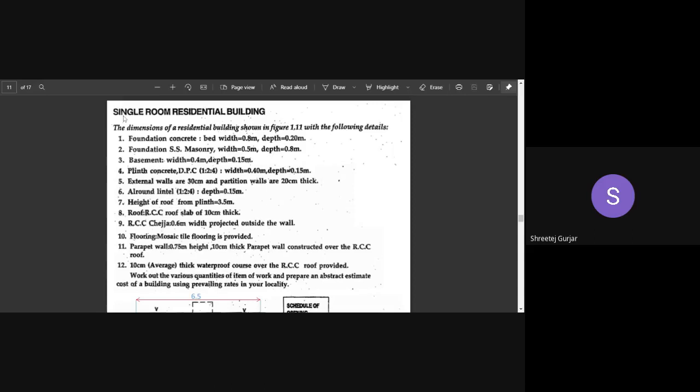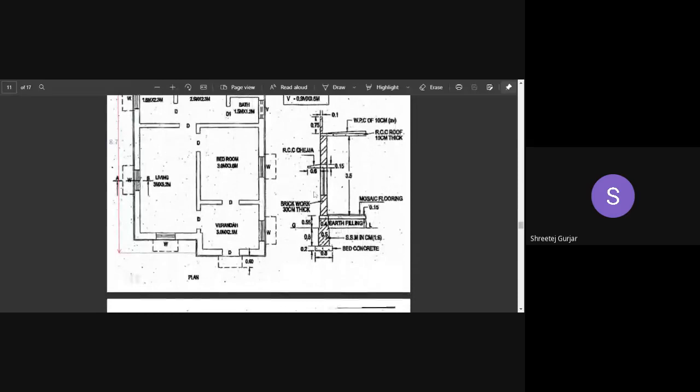So the foundation is in size stone masonry. Let me just show you. This part is the foundation in size stone masonry, made of size stone masonry in cement mortar 1:6. Width is 0.5 and your depth from ground level to your PCC bed concrete top level is 0.8. Above ground level is your basement, from your ground level to your plinth level.